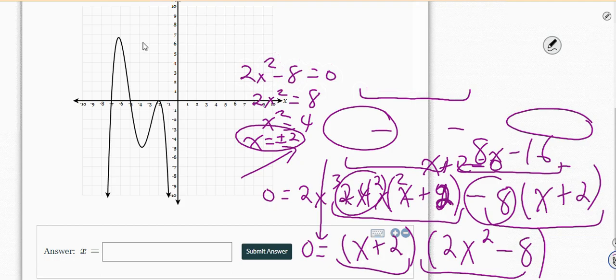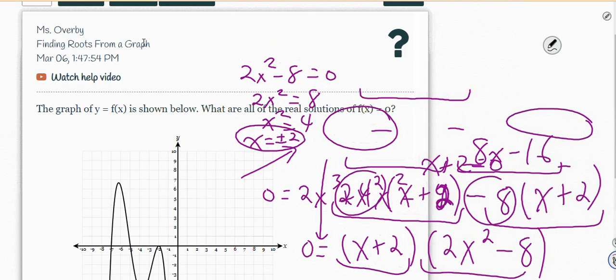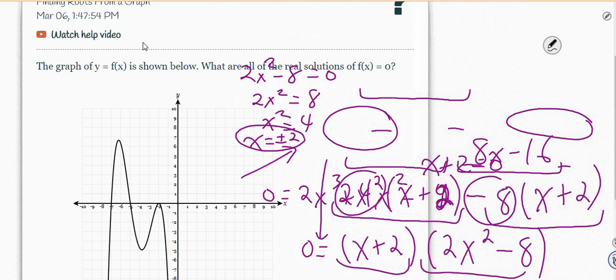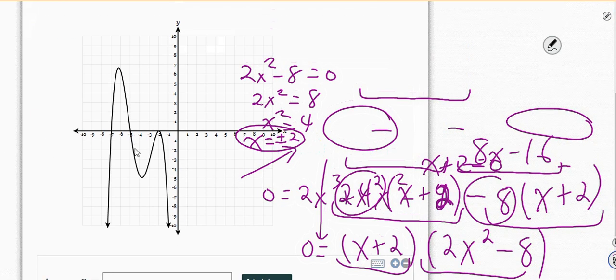So what is this asking? What are all the real solutions? Real solutions is the same thing, but I call it in the title finding roots. So we're just going to look at the graph. Let's see, -7, -5, -2. That's all you'd put in, right? I'm not going to do it because I'm going to move on to the next one.